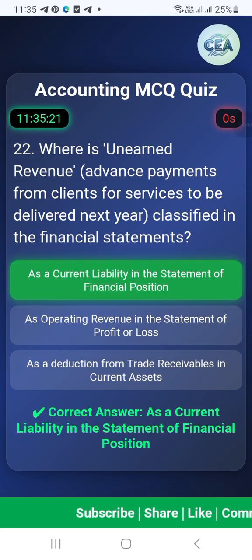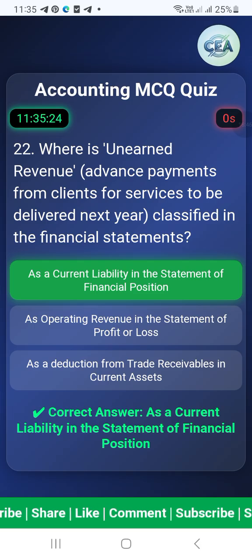Correct answer is as a current liability in the statement of financial position.